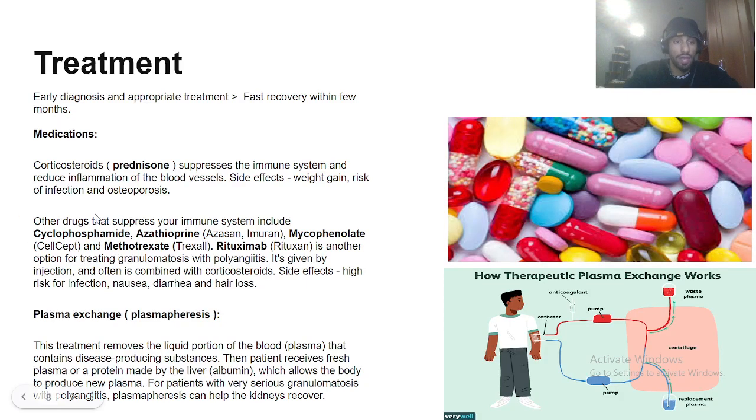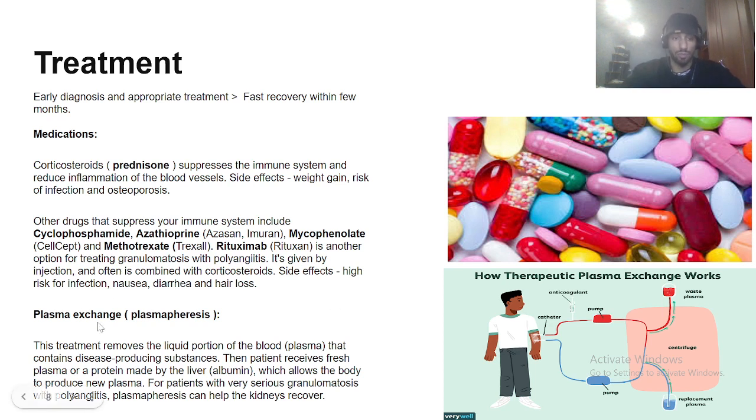And also we have other drugs that suppress the immune system, including cyclophosphamide, azathioprine, mycophenolate, and methotrexate. Rituximab is another option for treating granulomatosis with polyangiitis. It's given by injection and it's often combined with corticosteroids. The side effects that immunosuppressants can cause are high risk of infection, nausea, diarrhea, and hair loss.